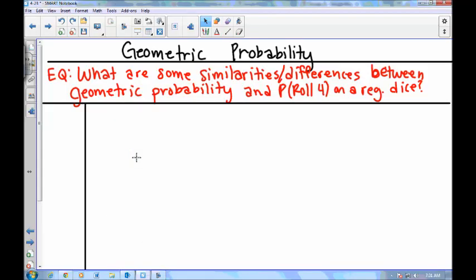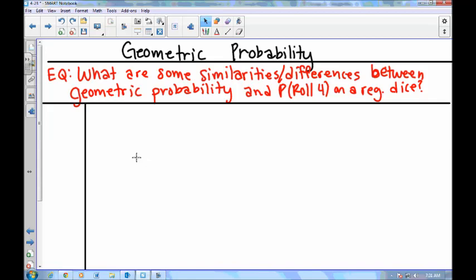Okay, notes for today, geometric probability. Pretty sure you guys are familiar with some probability already. Our central question is, what are the similarities and differences between geometric probability and the probability of rolling a 4 on a regular die? So here's a die.